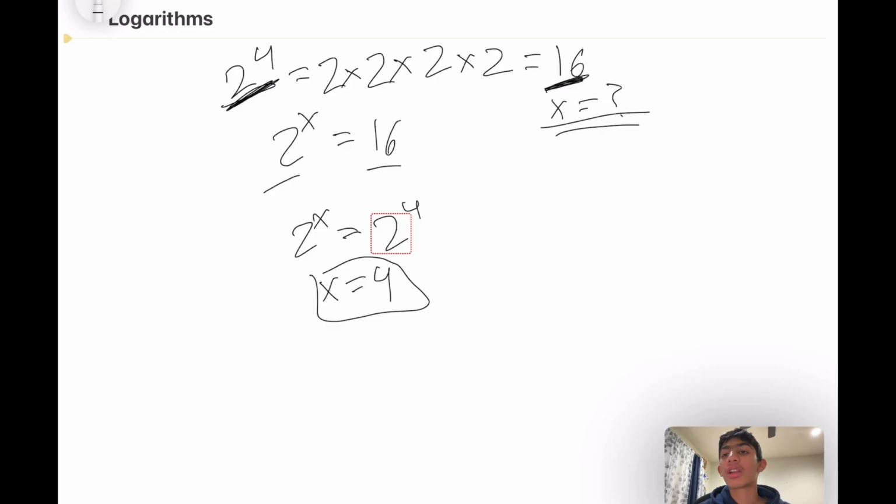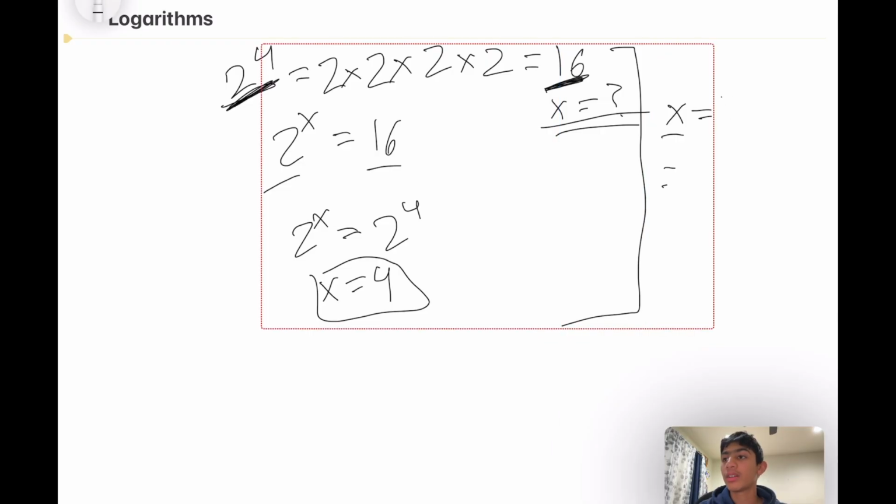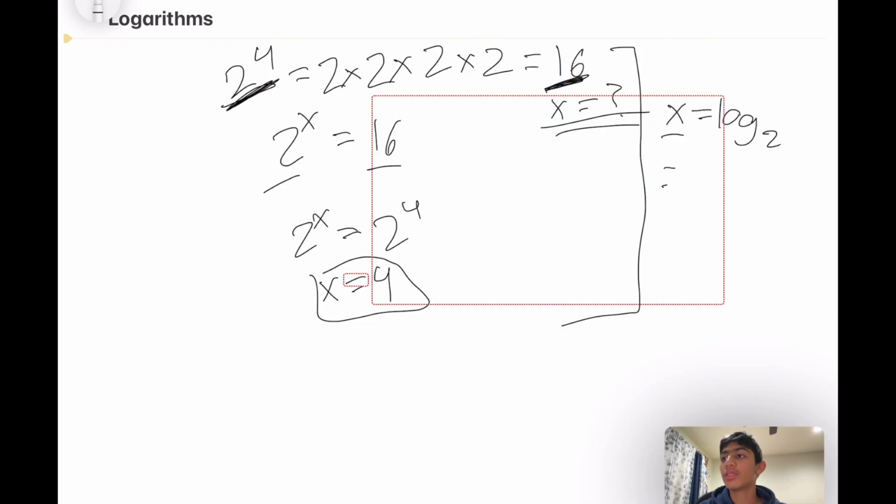This is what a logarithm is about. It will output the exponent. So if we want to rewrite this as a log, we can say x, what we're trying to find, is equal to log base 2 of 16.